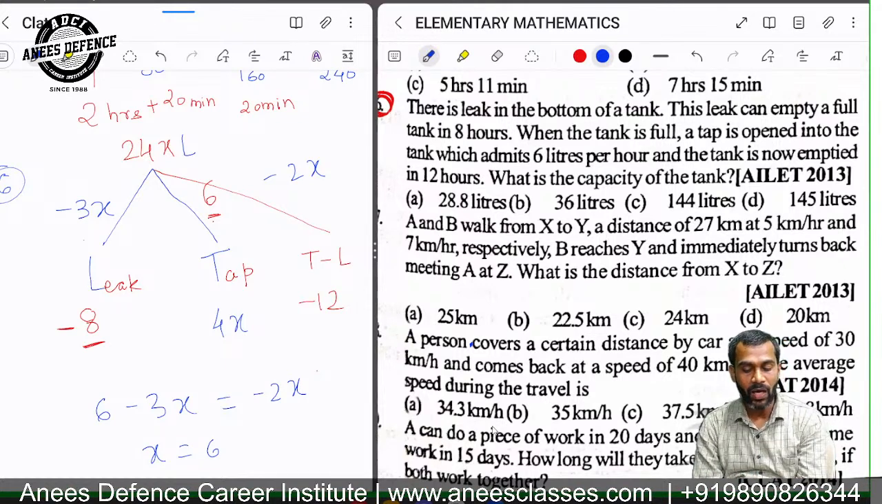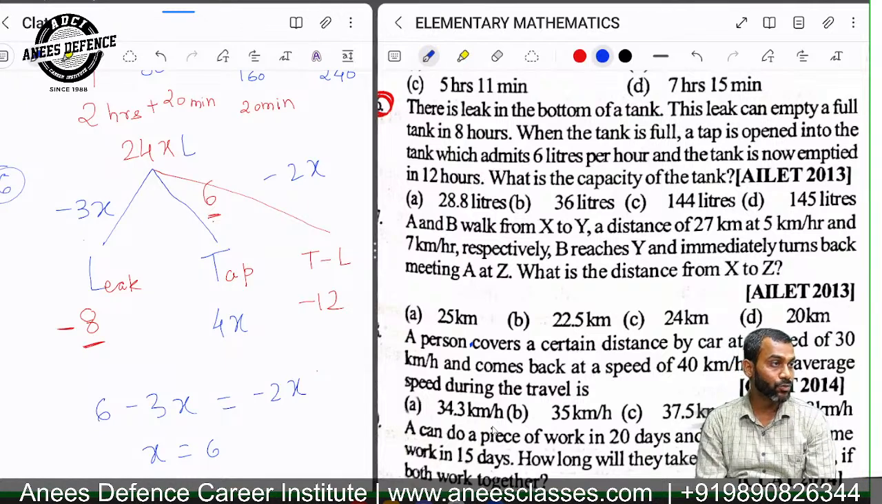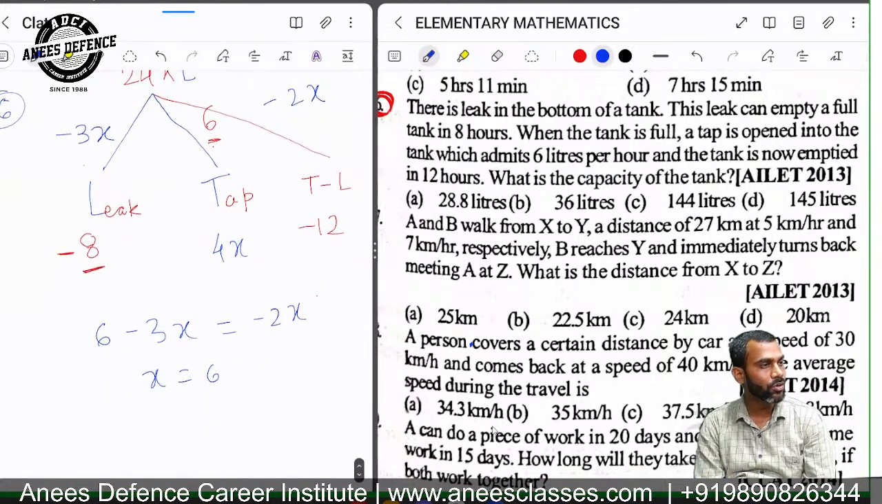Why? In 1 hour, what is the work of leak? Minus 3x liters it empties, and 6 liters per hour tap fills the tank. The overall is nothing but 6 minus 3x, and that should be equal to minus 2x. That is the efficiency when they work together, tap and leak, both of them. Yes or no? Now, 6 minus 3x is equal to minus 2x. So x is equal to 6.